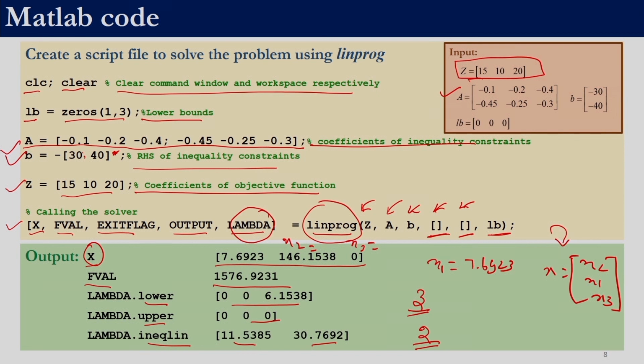In this case, you need to remember that these are just variable names. It need not be x, fval, exitflag, output, lambda. It can be any 5 variable names, but lambda would be a structure, output will also be a structure, exitflag will be a scalar, fval will be a scalar because it is the value of the objective function, and the size of x is going to be the same as the size of our optimization problem or the size of the lower and upper bound.